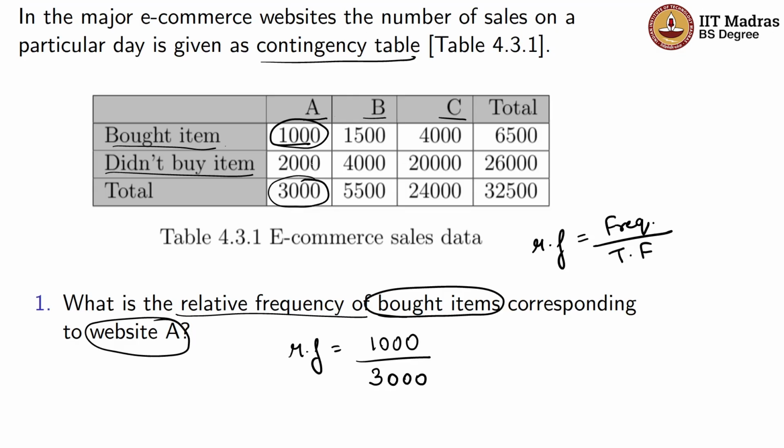So this is a column frequency. For column frequency, what is the formula? We take that frequency divided by the total frequency of that column. So it will be 3000. So 1000 upon 3000 will be 0.33. So the relative frequency is 0.33 of bought items corresponding to website A.